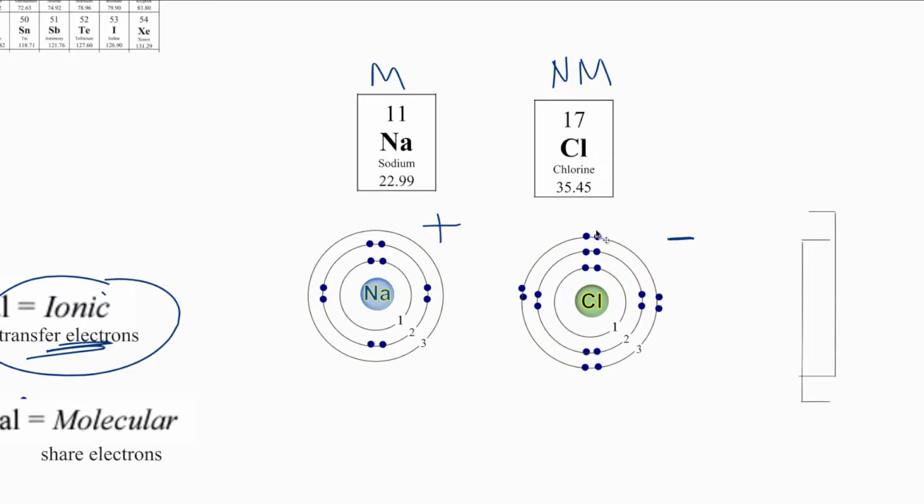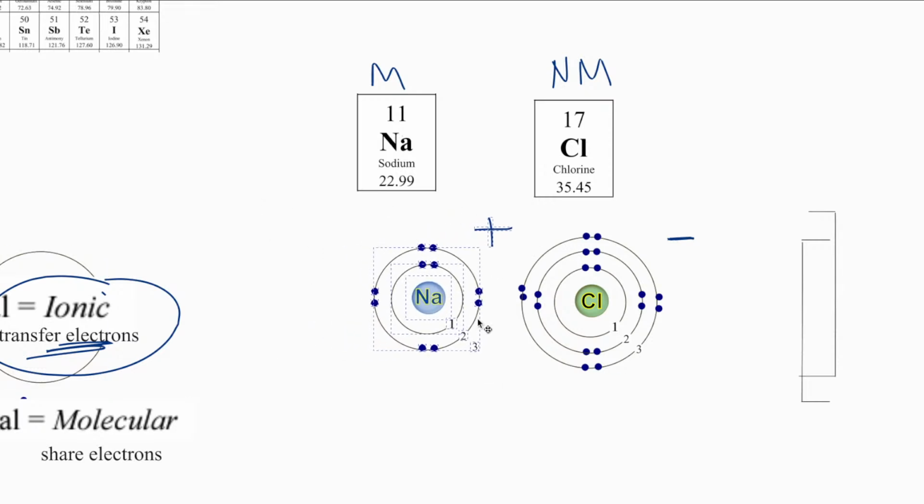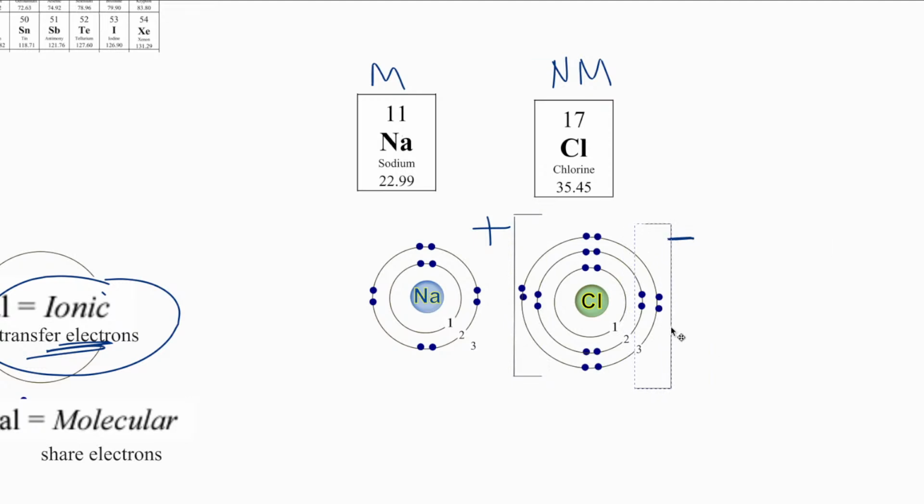So this has 8 electrons in the outer shell, very stable. Sodium, though, it lost that. Now it has 2, 4, 6, 8. It's very stable. So these guys here, they're attracted, and that's your ionic bond. Lots of times they'll put parentheses around like this, and that's to show that the electron here was lost or transferred from sodium. So when we're talking about metals and nonmetals and ionic bonding, this is what we're ending up with.